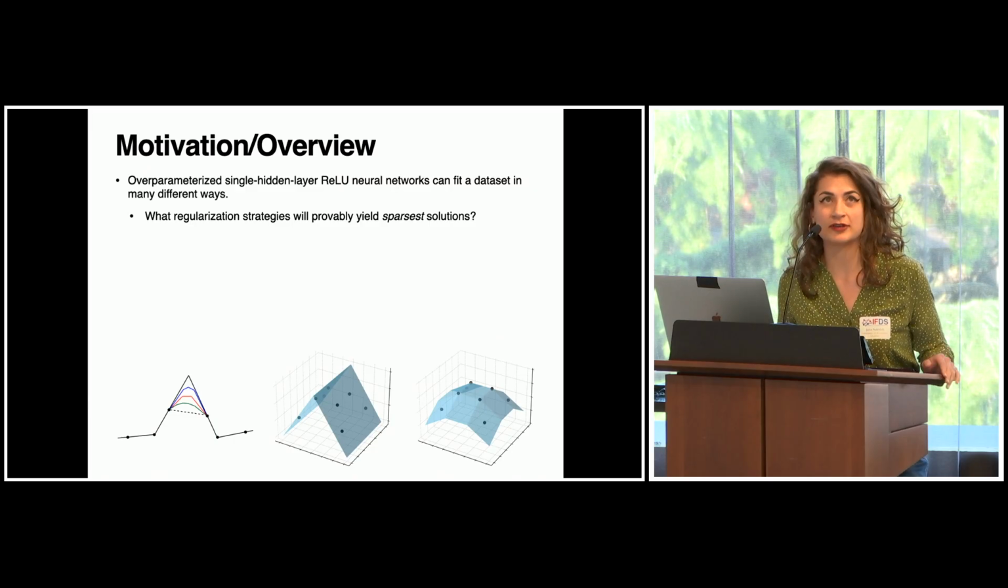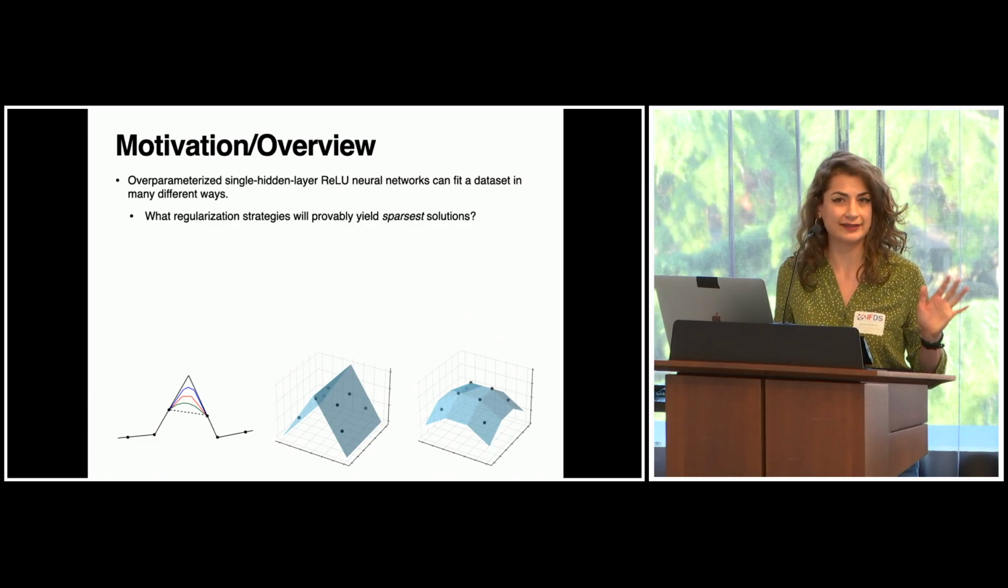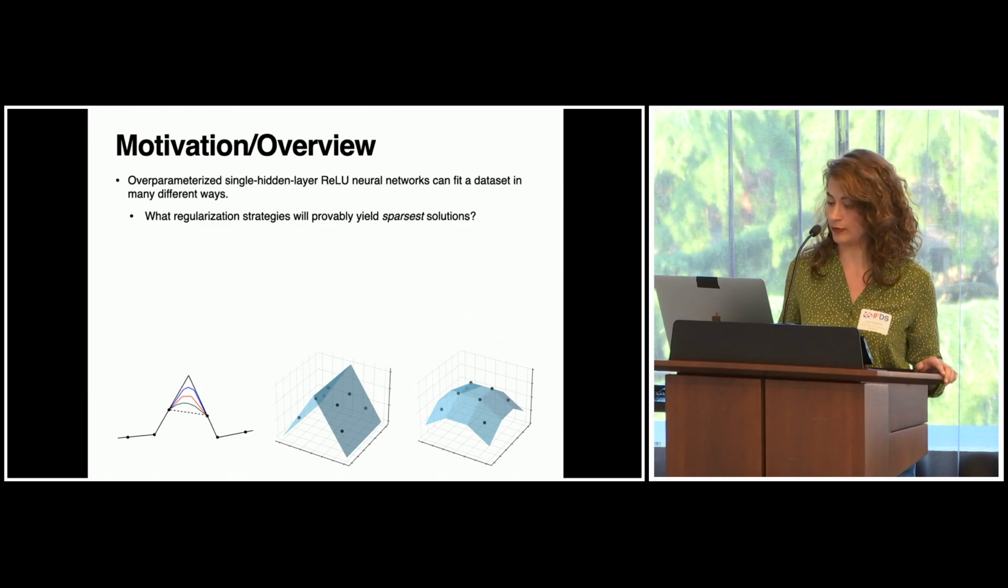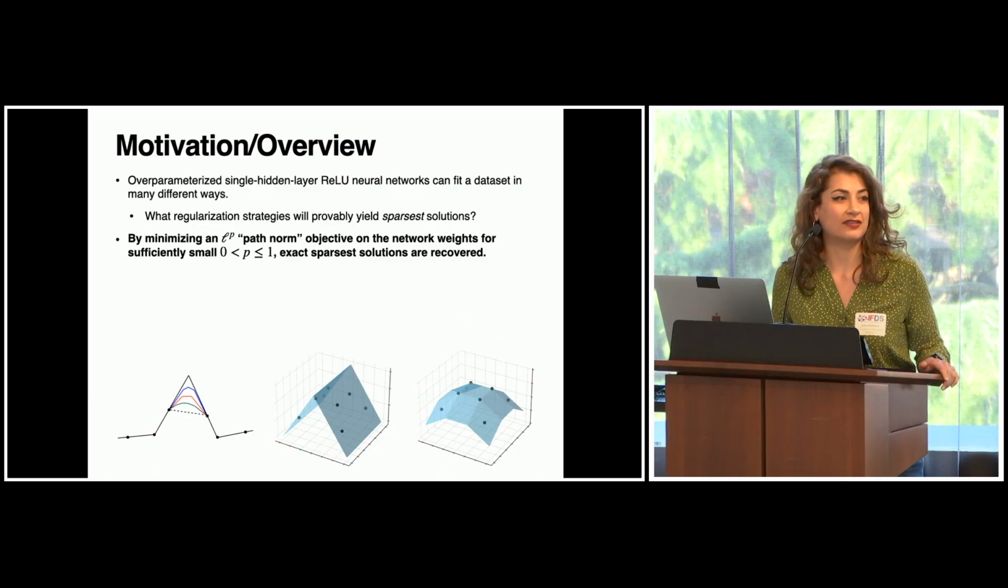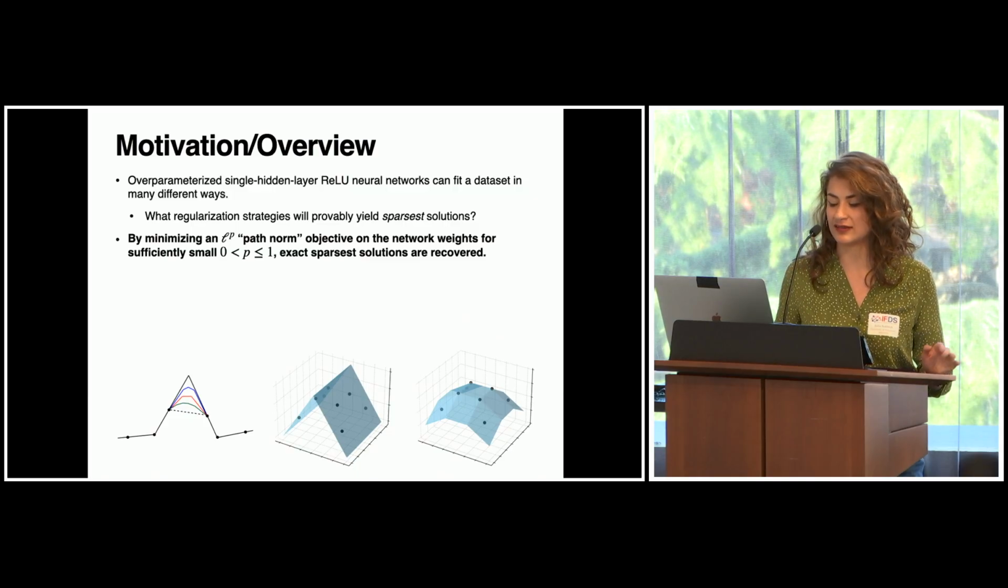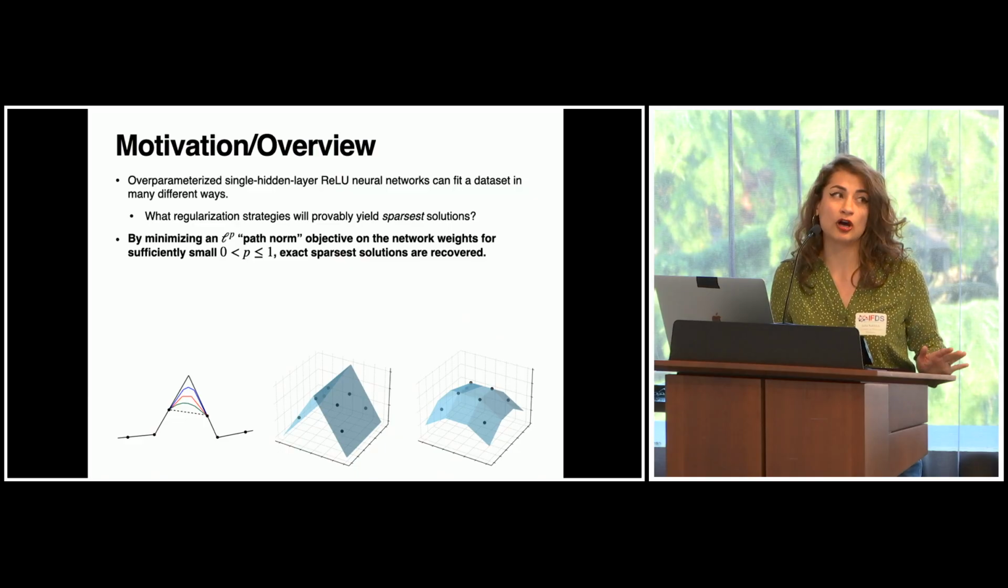There are different ways you can measure sparsity, but the one we look at here is sparsity in the parameters, which is basically counting the number of non-zero entries of the input weight vectors, which could or could not include the bias depending on how you do it, of the active neurons, so the neurons that are actually contributing to the network output. What we show is that by minimizing an LP path norm, which I'll say exactly what that is in a second, on the network parameters, for a sufficiently small p between 0 and 1, you're guaranteed to get an exact sparsest interpolating solution.